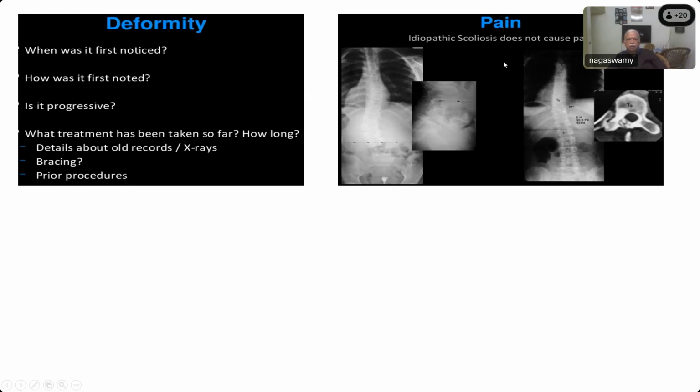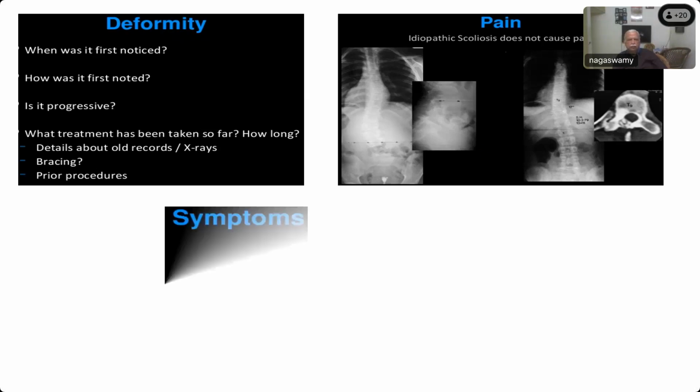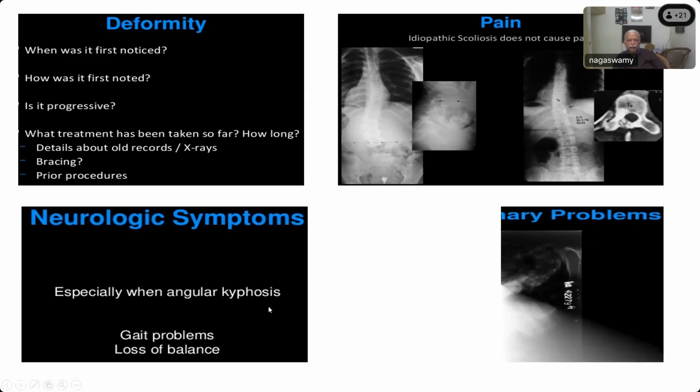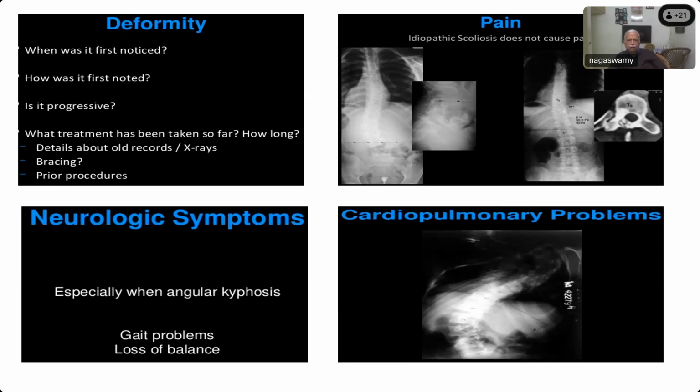And commonly, idiopathic scoliosis does not cause pain, but the other types of scoliosis may cause traction on the nerves and produce neurological or neuropathic pain, or muscular pain. And the neurological symptoms are gait problems and loss of balance, especially when it is angular kyphosis. And the cardiopulmonary problem will be, if it is occurring at a very young age, the lung development may not be adequate. So the lung may be immature, or there may be compression and restriction of the lung.